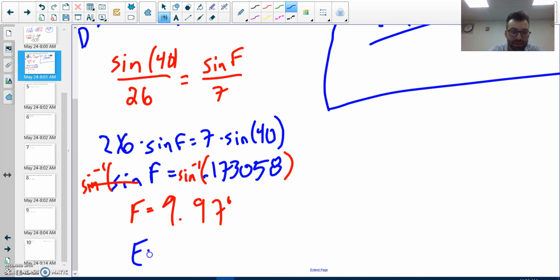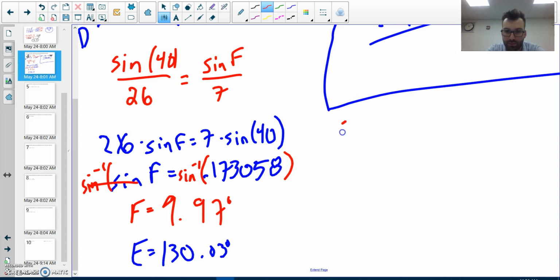Angle E, I get just by subtracting 9.97 and 40 from 180 degrees. So angle E has a measure of 130, because I subtract 9.97 and 40 from 180, because the angles in a triangle add up to 180 degrees.